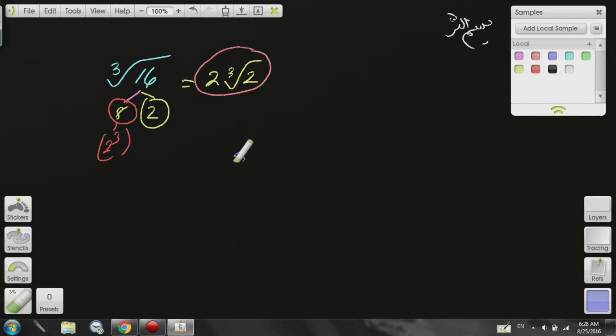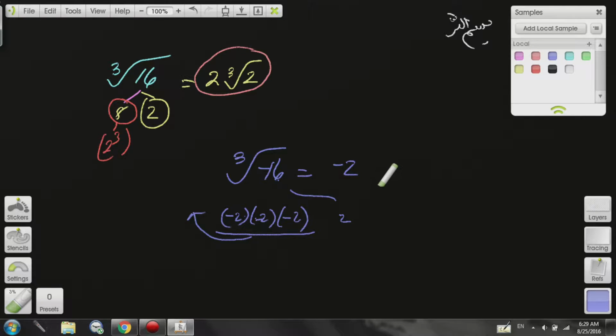All right, now watch this. The cube root of negative 16 is going to be like negative 2 times negative 2 times negative 2, times 2. So you can take these out as negative 2, and then the cube root of 2. So you can take roots of negative numbers when n is odd, for odd roots.